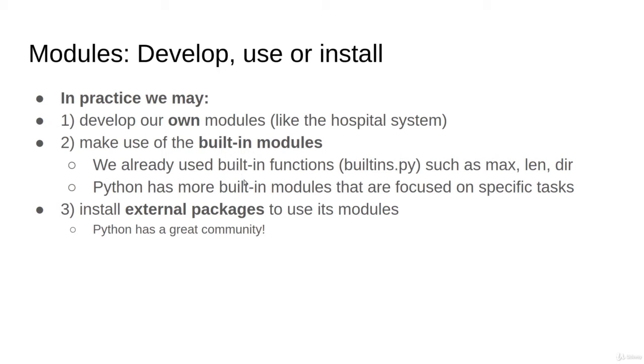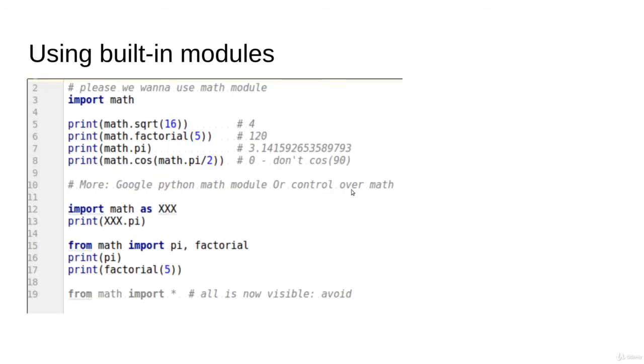So far we used the built-in functions, which are in something like a built-in.py file, like max and len, but now you can use more built-in modules that are focusing on specific tasks. The third case is to install some external packages. Python has a great community. There are a lot of third-party library packages. Remember, a package is a bunch of modules that you can install and use in your system. So let's see in this video how to use a built-in module.